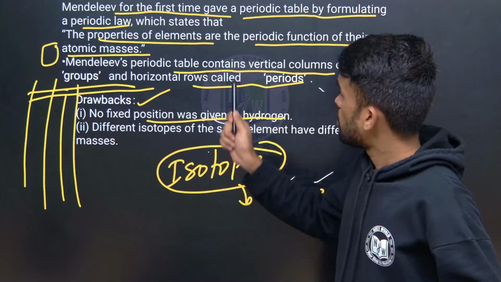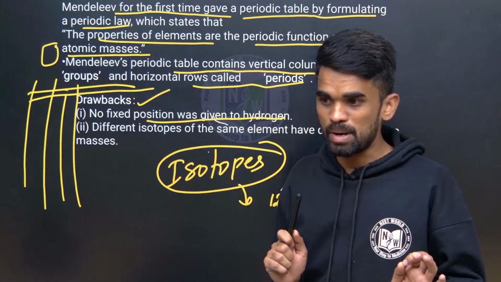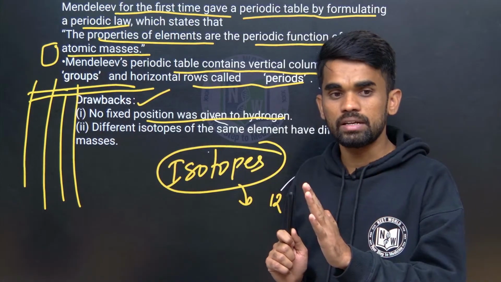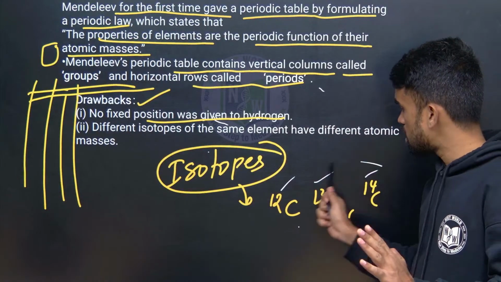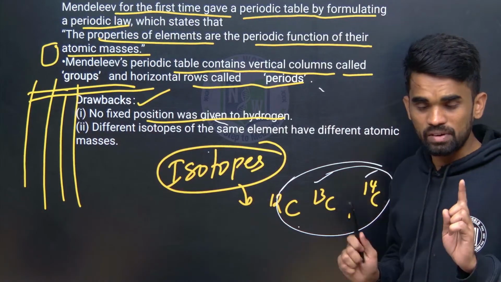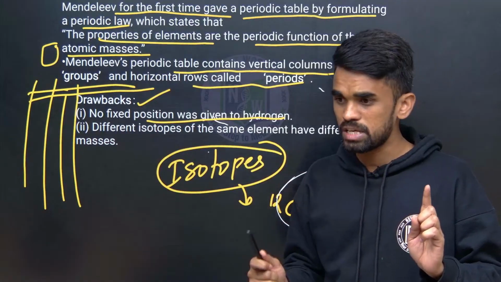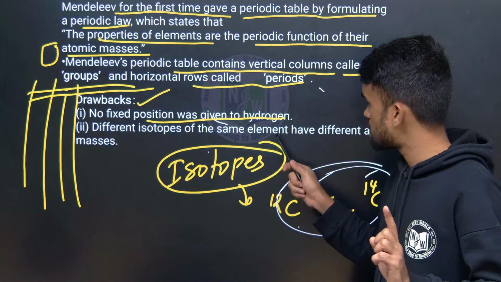Mendeleev's classification is based on atomic masses. If mass is different, the position of isotopes should also be different, but all these are placed in one position, and there is no explanation from him for this. So this is also a drawback.